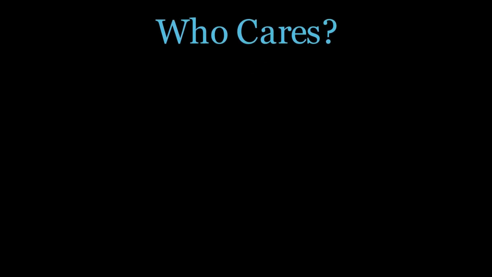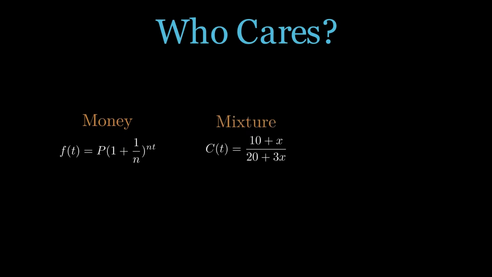It turns out that the physical world can be represented with functions that either belong to these families or are a combination of them. To give you a few examples, the amount of money an interest-bearing account contains can be represented by an exponential function. Controlling the concentration of a mixture can be done using rational functions. And the amount of people that get infected by a virus can be modeled using a combination of these two.